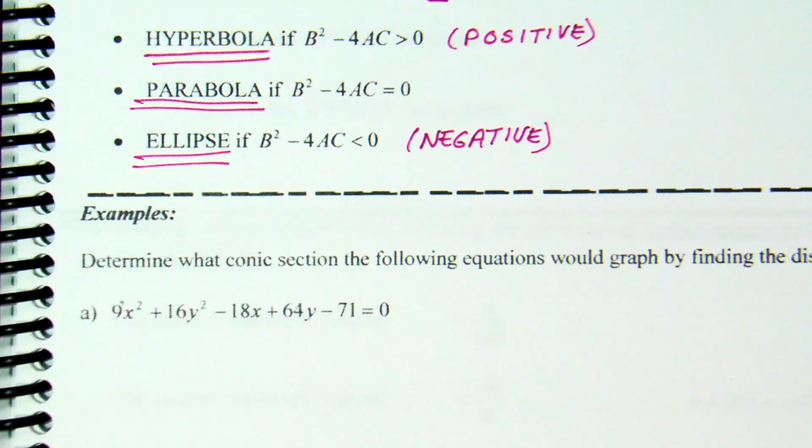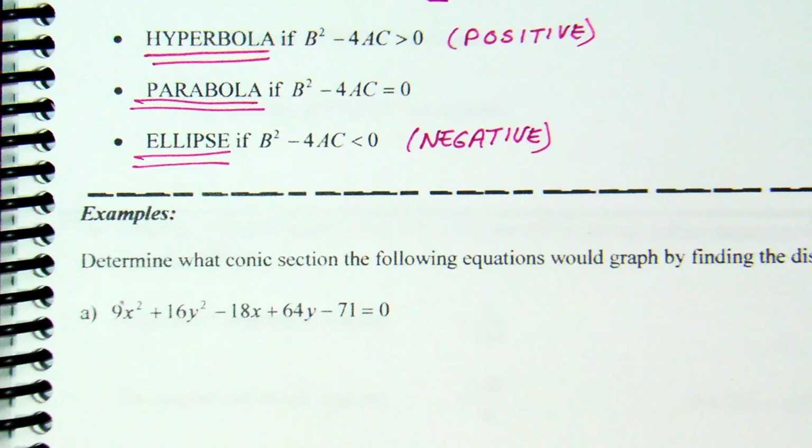As you look at this, now, I'll be honest, they were nice. They put them in order. But let's identify. 9x squared. What is 9? A, because it's in front of x squared. 16y squared. What is 16? C, because it's in front of y squared. Negative 18x. D is negative 8f.